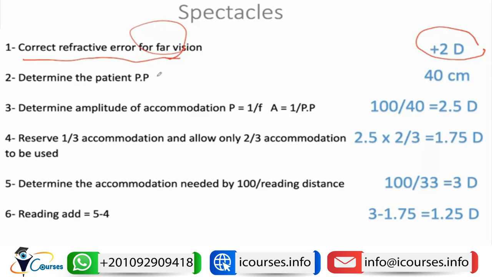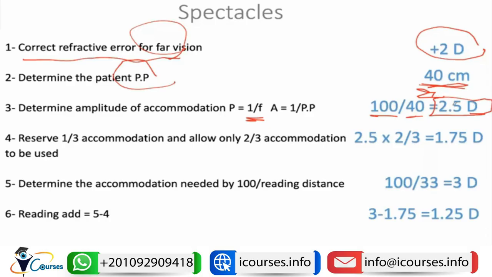Let's say, for example, the punctum proximum for a patient is about 40 centimeters. Beyond 40 centimeters, the patient cannot see clearly. So we need to determine the amplitude of accommodation. We will use 1 over f, so this patient will have 100 over 40, which is 2.5 diopters of accommodation. These 2.5 diopters enable this patient to look at a near target at about 40 centimeters.